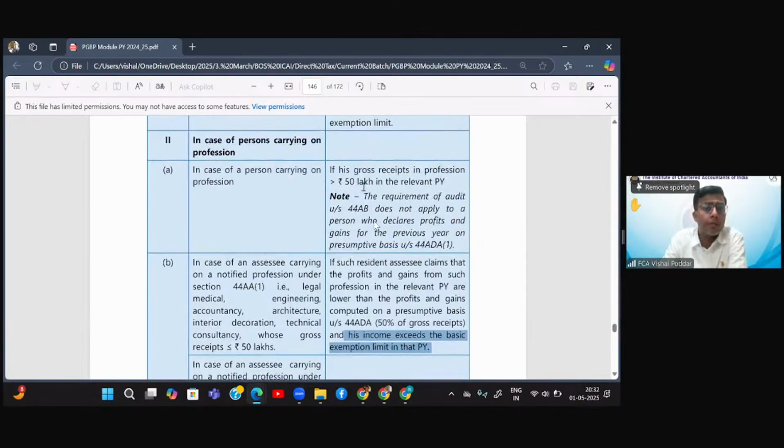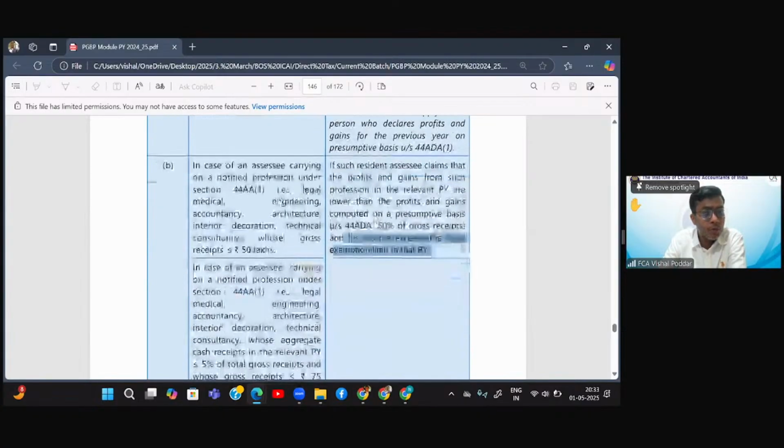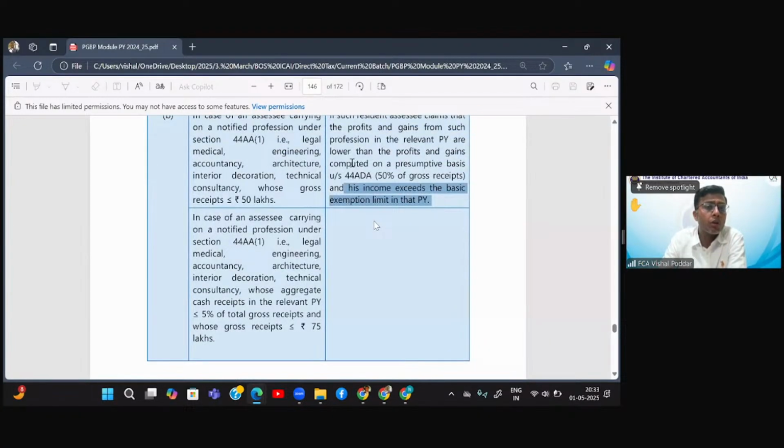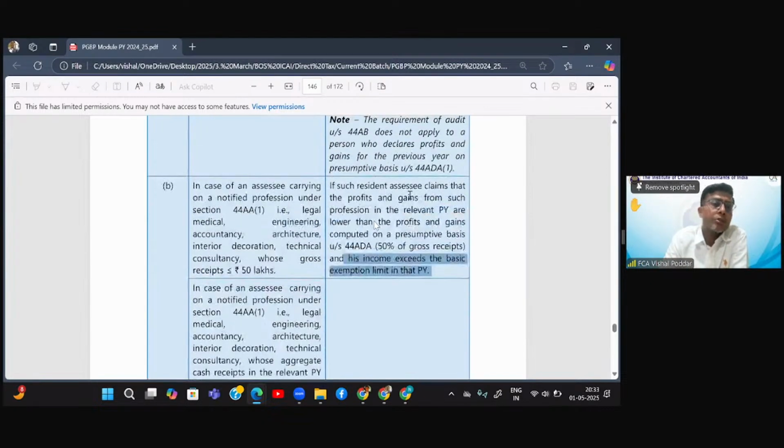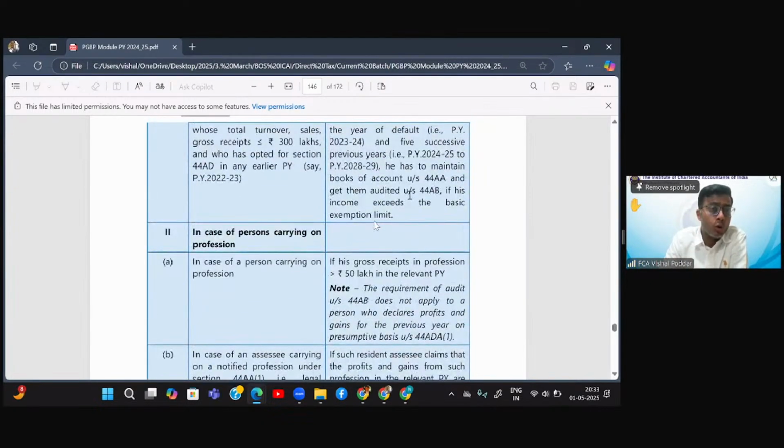So first, where your turnover crosses 50 lakhs, you have to get your books audited. Second, where your turnover does not cross 50 lakhs, or where it is through banking channel 75 lakhs, you are in the presumptive category. And over there, you are supposed to show presumptive income of 50%. Where you want to show lower income and your total income is exceeding the taxable limit, we will ask you to get the books audited, because you want to take the benefit of presumptive, but you want to show lesser income, then you'll have to get the books audited.